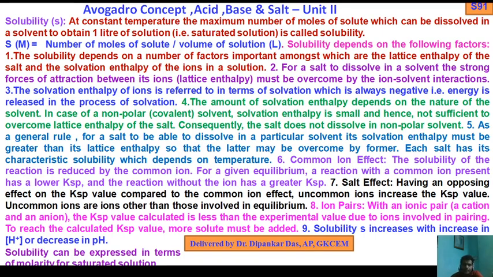So at constant temperature, the maximum number of moles of solute which can be dissolved in a solvent to obtain 1 liter of solution, that is saturated solution, is called solubility. Solubility is denoted S, unit molar: number of moles of solute divided by volume of solution in liters.